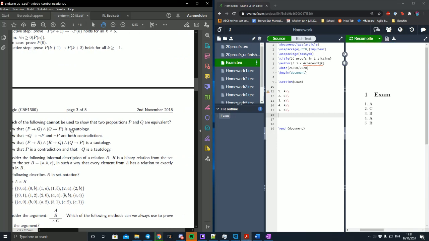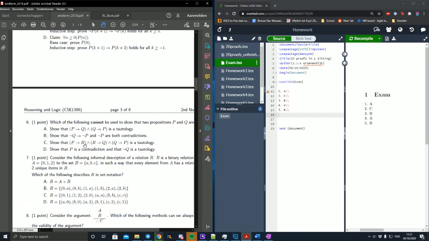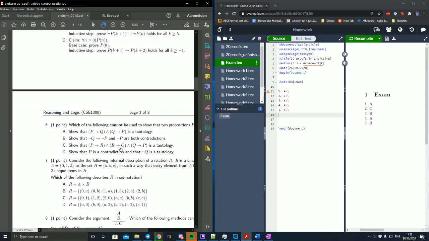Which of the following cannot be used to show that two propositions are equivalent? Show that this is a tautology, so this is the same as the double arrow, which is indeed showing that they are equivalent. Excuse me.